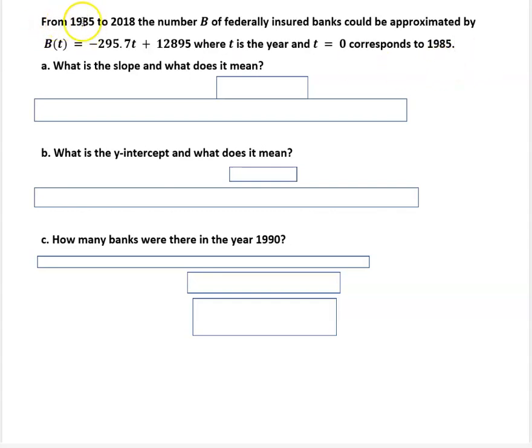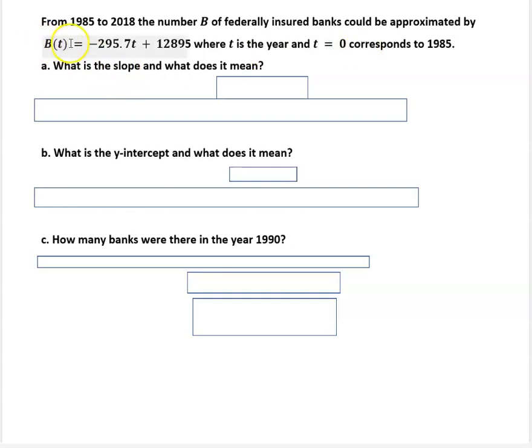We said this was coming from 1985 and that T stands for the year. So it should make sense that in 1985 then the year was 0 years. We haven't gone anywhere yet. We're just starting. So that's why our T equals 0 is 1985.